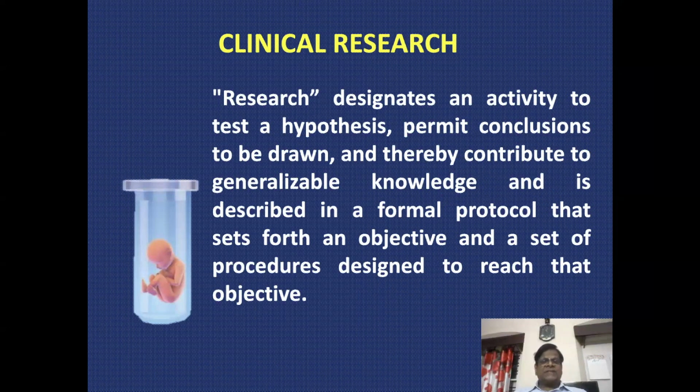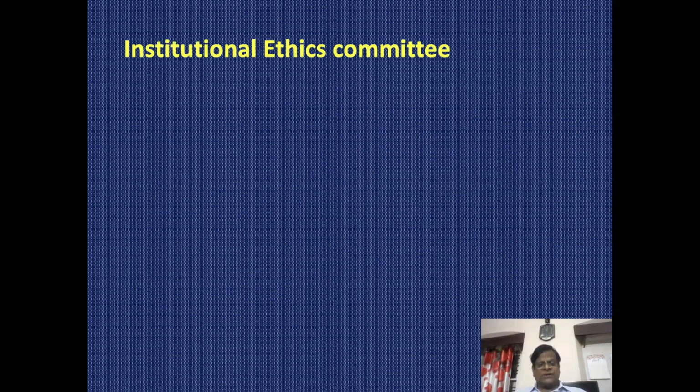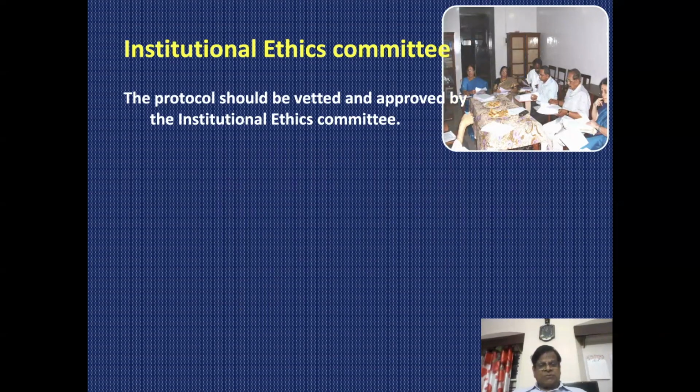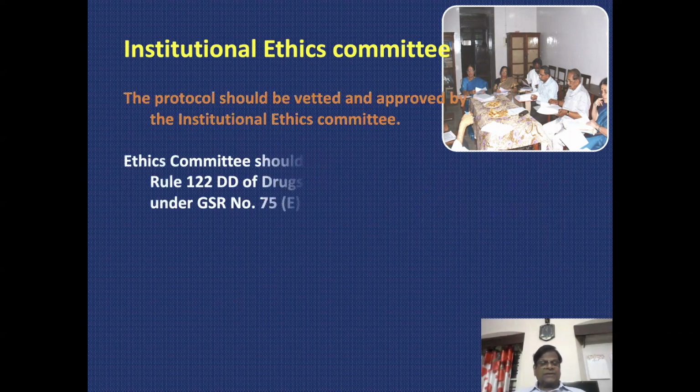Clinical research designates an activity to test a hypothesis, permit conclusions to be drawn, and thereby contribute to generalizable knowledge. And it is described in the form of a formal protocol. The protocol sets forth an objective and a set of procedures designed to reach that objective. When a person does research, he takes the protocol to the institutional ethics committee to get it approved. The protocol should be vetted and approved by an institutional ethics committee. And research cannot be done if the institution does not have an ethics committee.